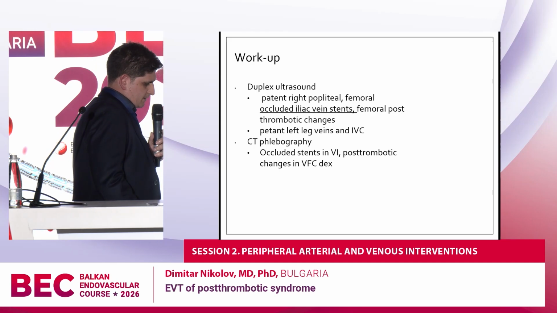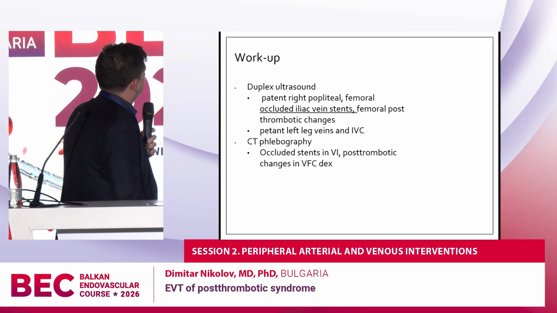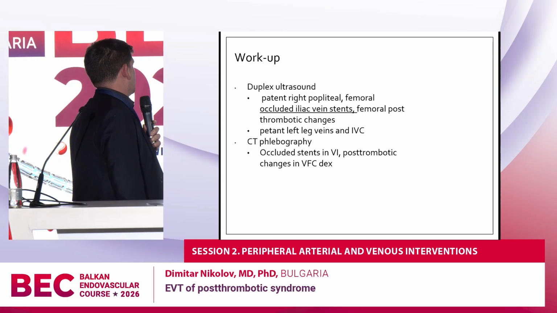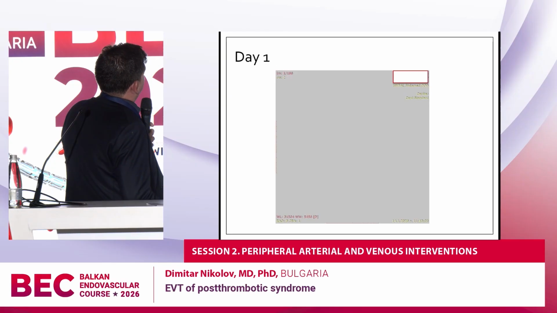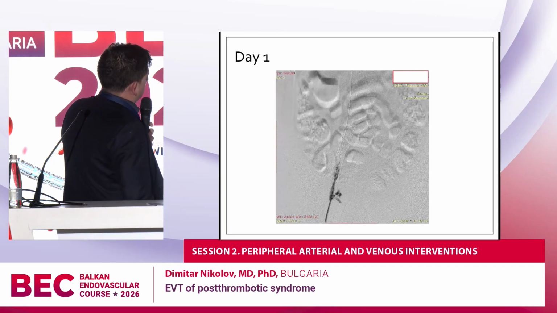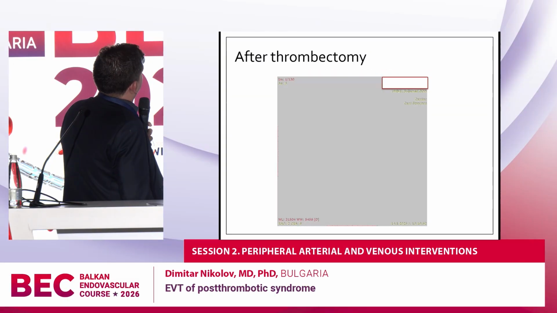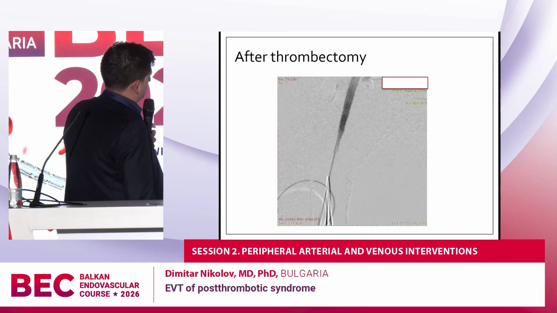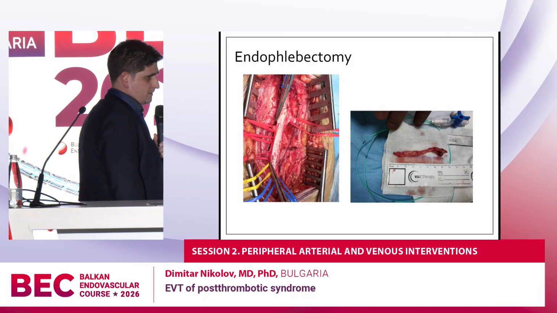The femoral vein had really big postthrombotic changes. Patent left leg. From the CT phlebography, we saw occluded stents in the iliac vein, postthrombotic changes in the common femoral vein. So this is the initial phlebography, occluded stents at the proximal part. We did an open thrombectomy with open access. Then we did endophlebectomy because this was in the vein, so we couldn't stent it until there.